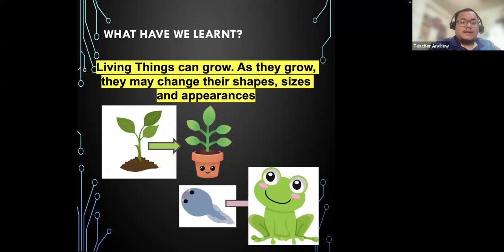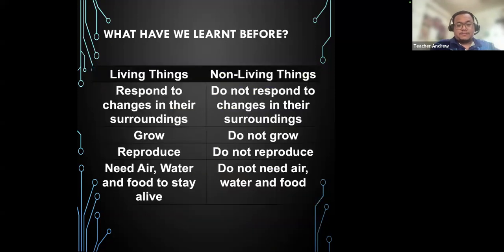So these two examples show how living things change their shape, size, and appearance. Reflecting on ourselves, look at our baby photo. When we are a baby, we are almost the same. We have no hair, or a little bit of hair. We are very small and tiny. But as time goes by, we grow older and older, we grow bigger and bigger. Our shape and size increase. So this is how living things grow and change their shape, size, and appearance.